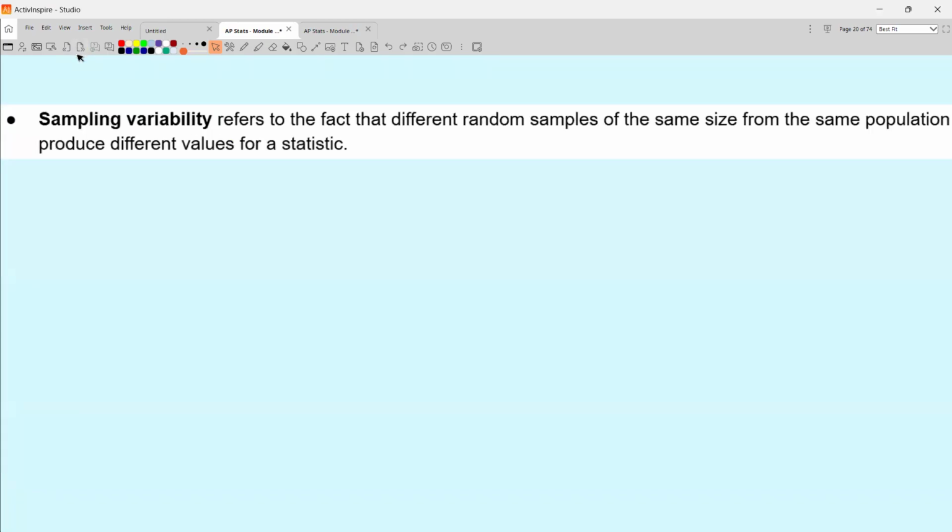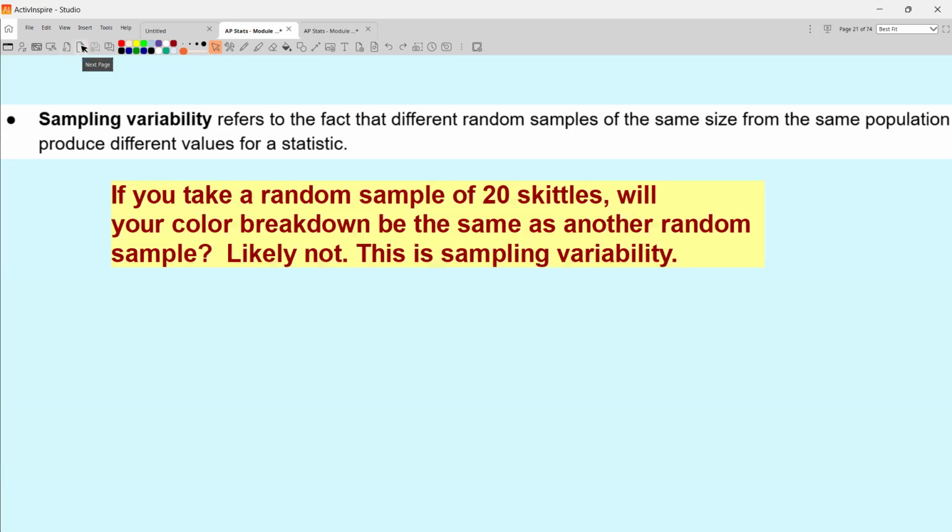Now we could talk about sampling variability. Anytime you take a random sample, it's not going to be guaranteed to have the same exact distribution as another random sample. So for instance, if you have a large bag of Skittles and you take 20 of those Skittles out, is your color breakdown going to be the same as another 20 randomly sampled? Likely not. And that's what sampling variability is in a nutshell.